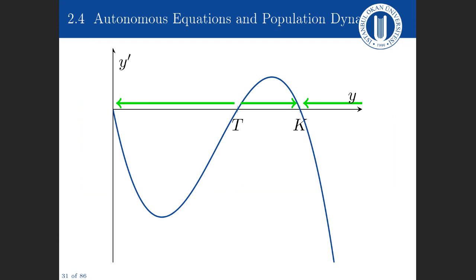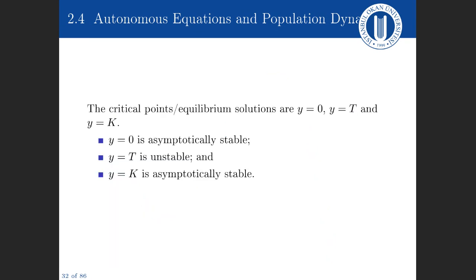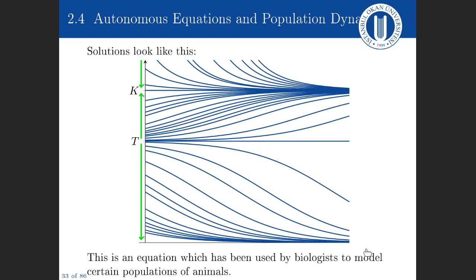The graph of y prime against y looks like this. We can see where the critical points are, and we can see if they're stable or unstable. y equal to 0 is asymptotically stable, y equal to T is unstable, and y equal to K is asymptotically stable. And then we could sketch graphs of some solutions to this differential equation.